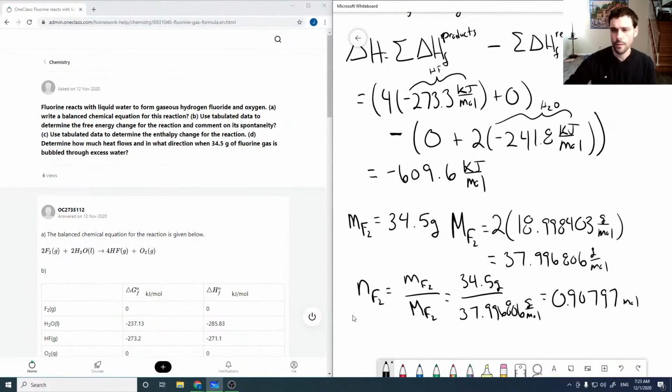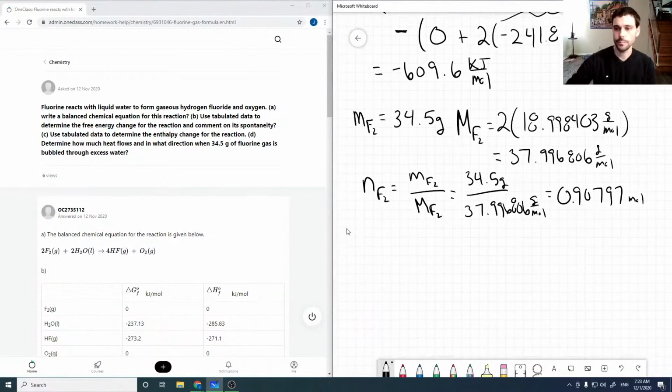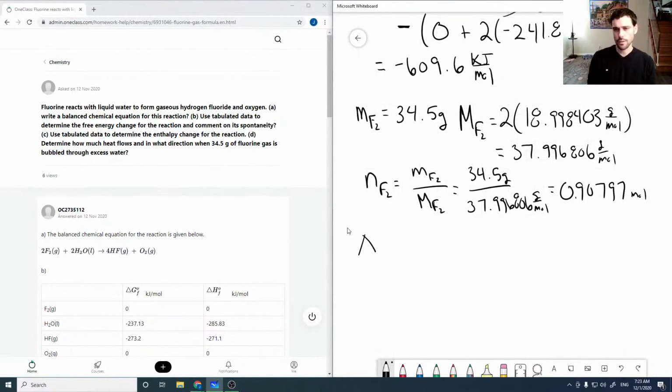Okay, so there's our number of moles of fluorine. And then we can use our delta H to compute our heat flow, as delta H is equal to our heat. But one thing we need to consider is what a delta H of minus 609.6 kilojoules per mole means in this case, or what we mean by a mole.